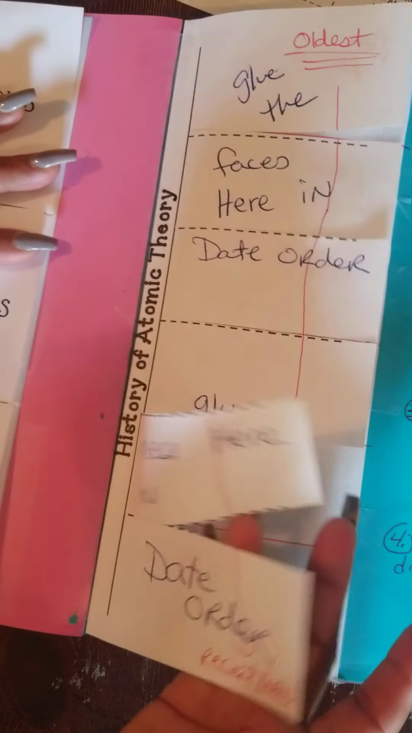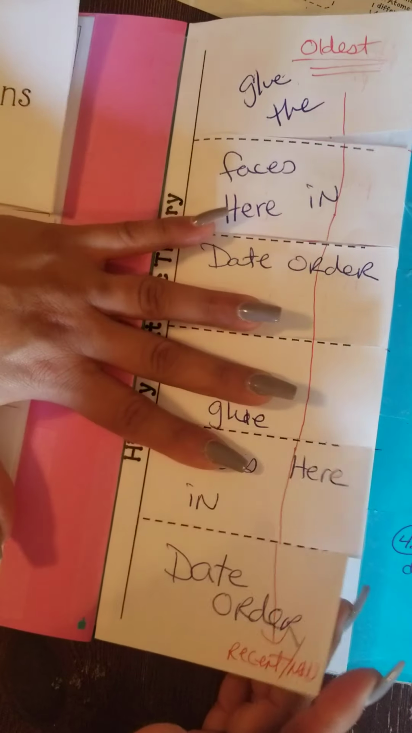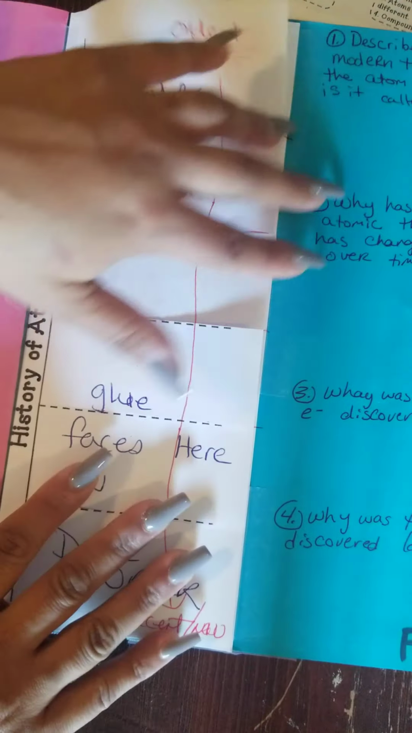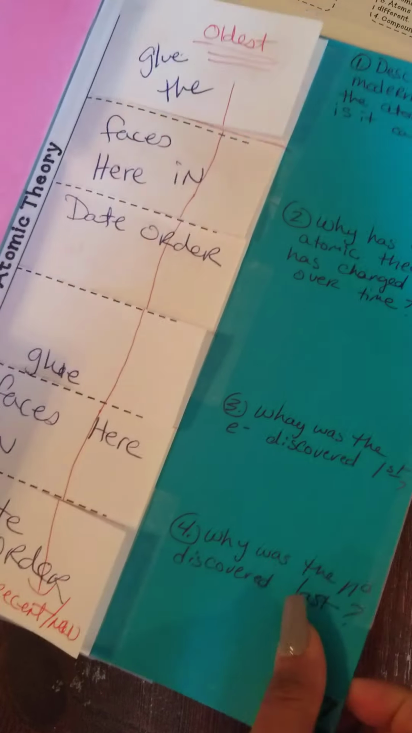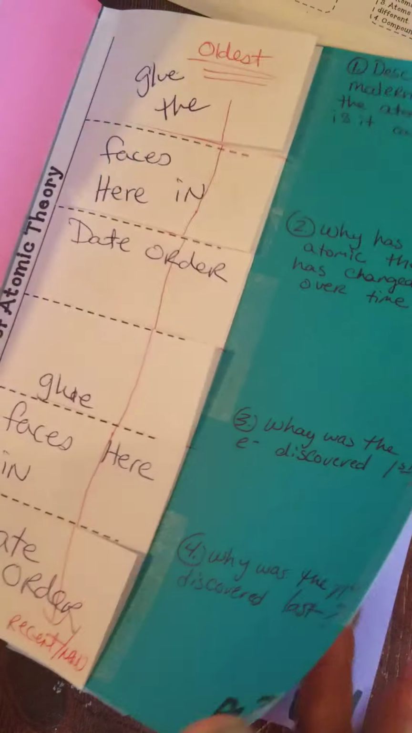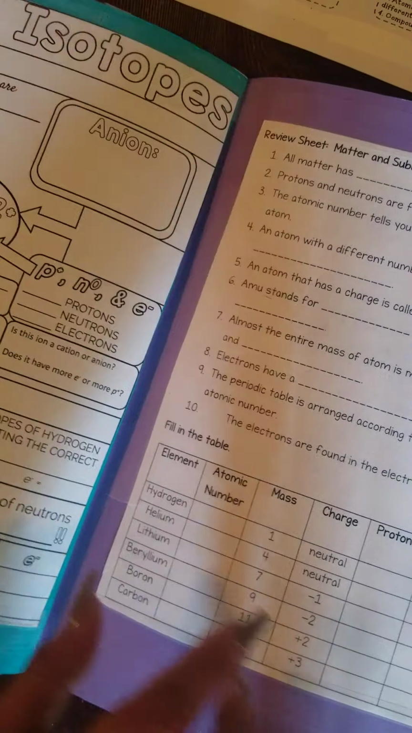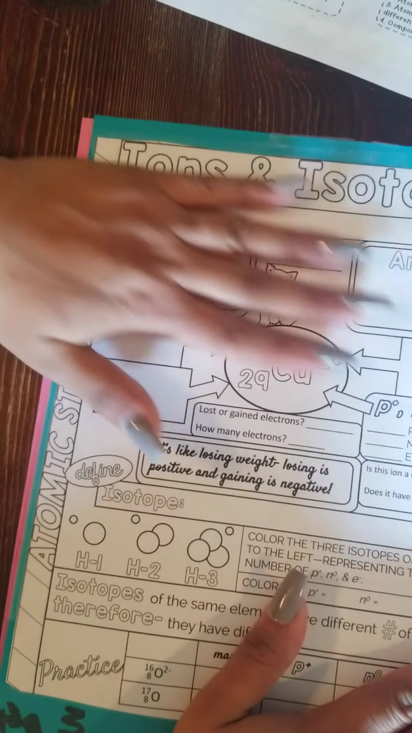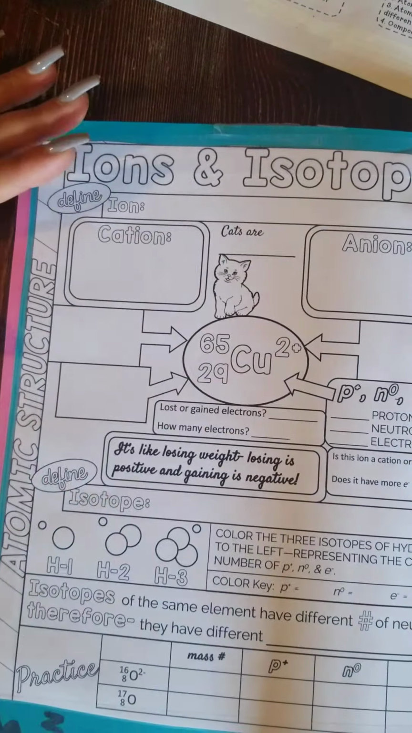All right. Remember, on page 2, you're going to do this on your own. You're going to fill in this foldable, and you're going to cut them out, glue them, or tape them in. And you're going to answer those 4 questions to the side. Let's keep going. Ions and isotopes. Let's go ahead and go here so we can fill in this page together. And then we'll keep going.